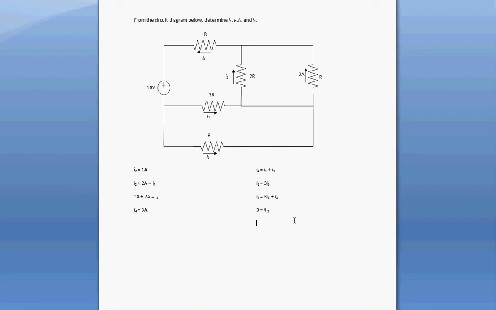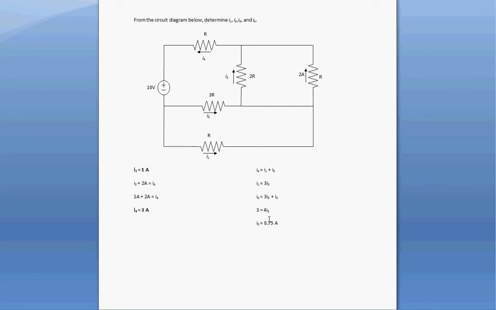So I3 is equal to 3 divided by 4. So 3 divided by 4 is 0.75. So 0.75 amps is the current for I3.